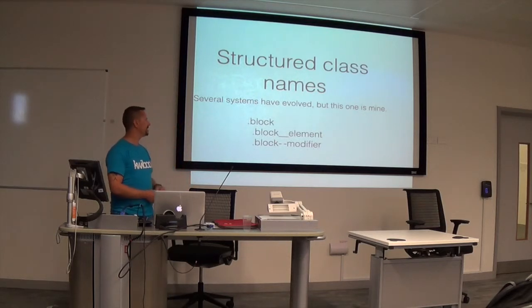So that's the structure you're looking at. A block is just a standard CSS class. If it's an element, we use two underscores to separate the block name from the element name, and then two dashes to signify a modifier when you're applying that to the block.